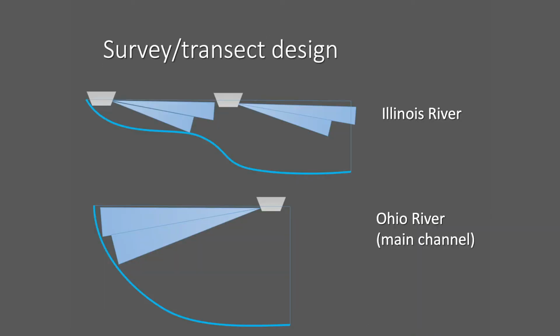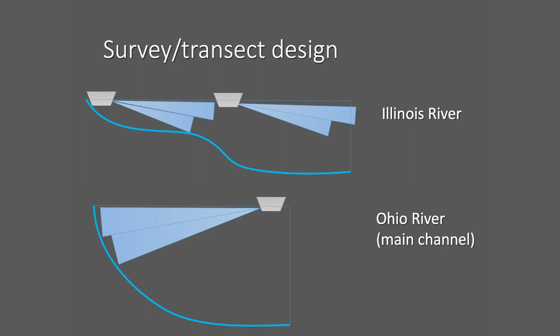But it all depends. So this would be an example of the Illinois River on the bottom, where we do have this shallower sloping bathymetry, and then it'll get deeper. So the way we have done that is we have one very close to the shoreline, one farther out in mid-channel. In the Ohio River, though, again, completely different bathymetry.